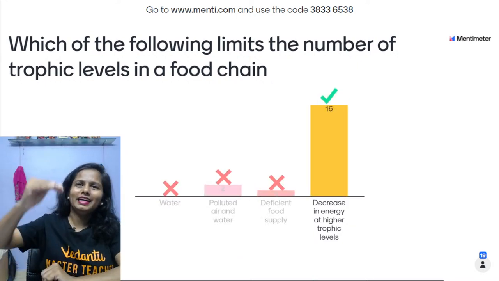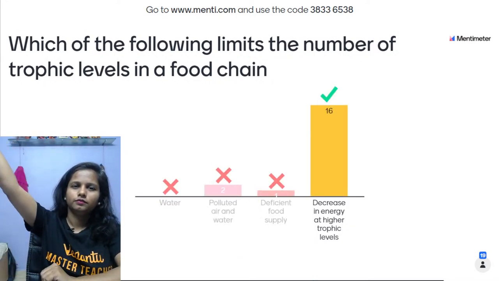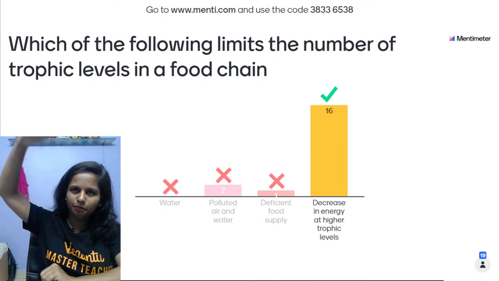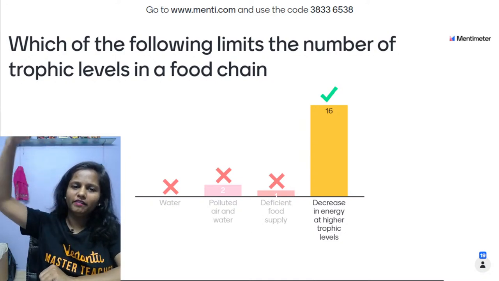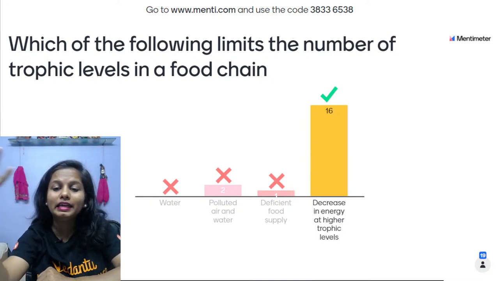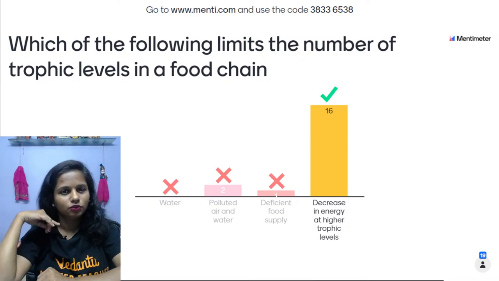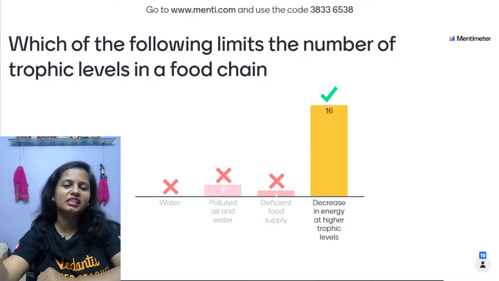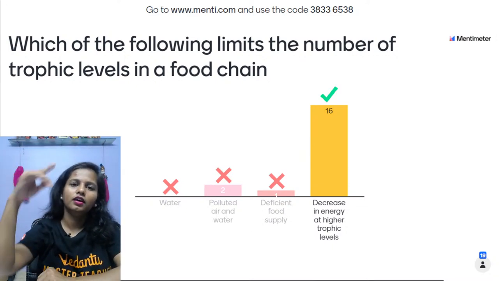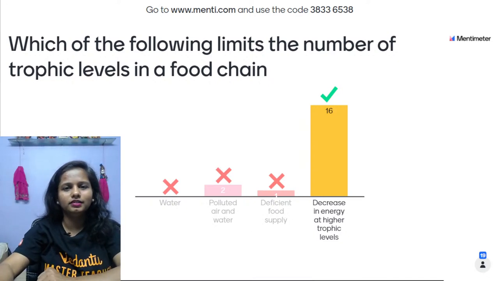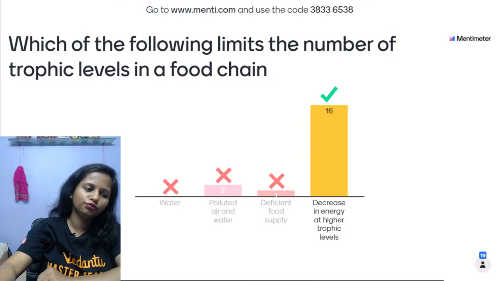So as we climb up the food chain, or a food pyramid, the amount of energy available at every trophic level goes on decreasing. So the higher the trophic level, the lesser the energy available. And that's the reason why the number is limited to 3 to 4.